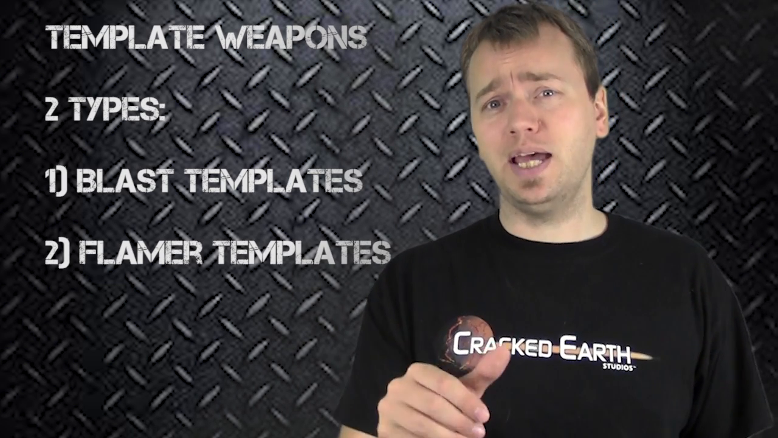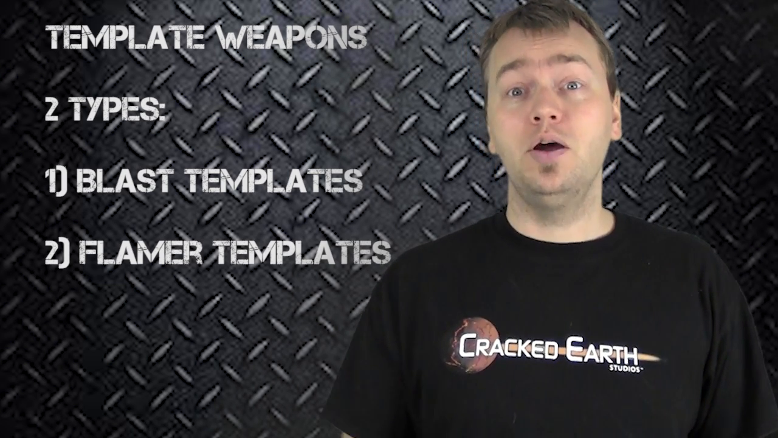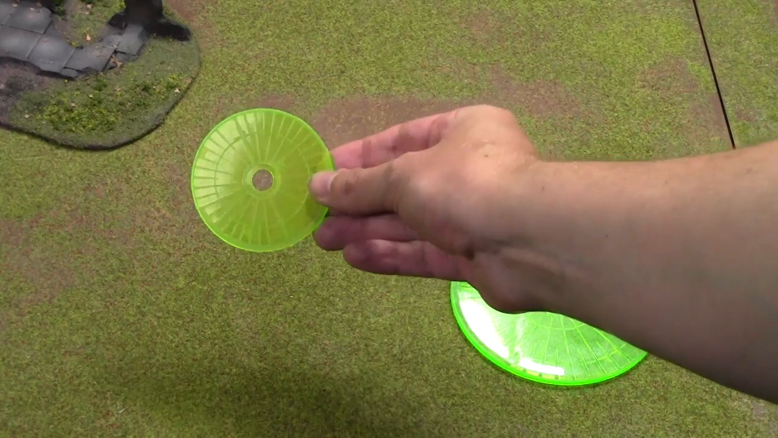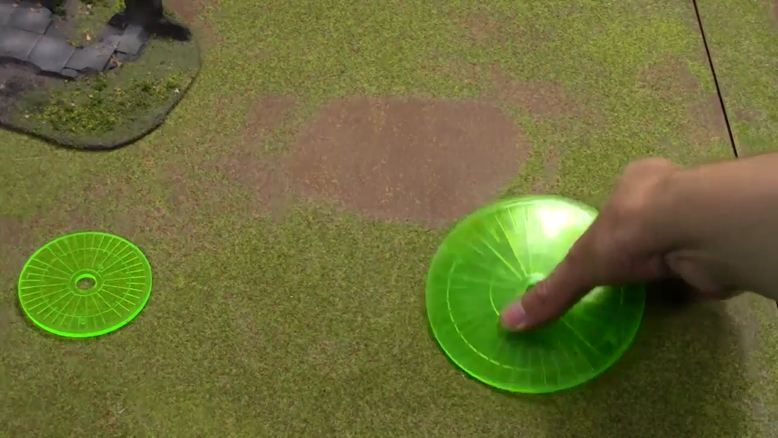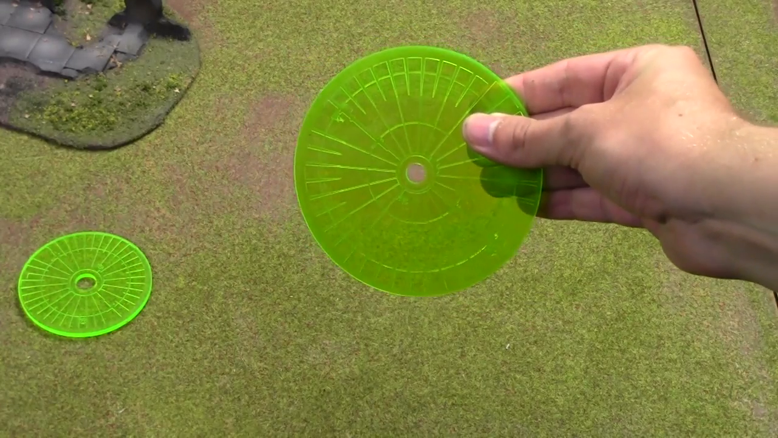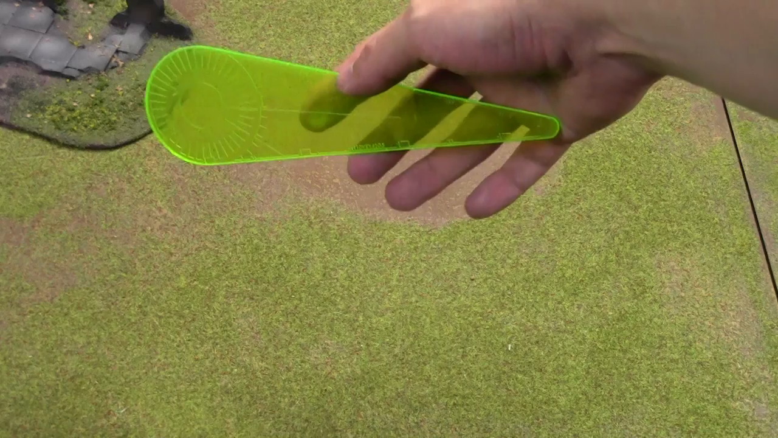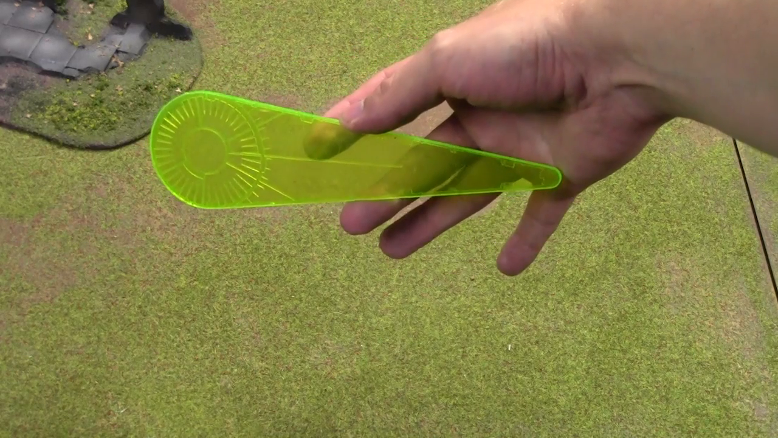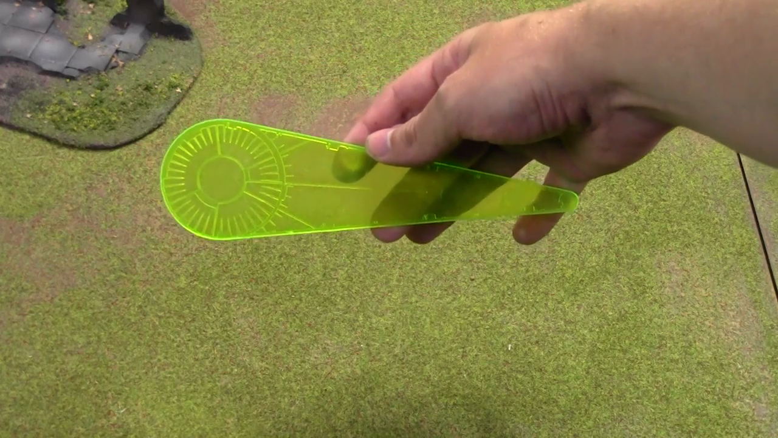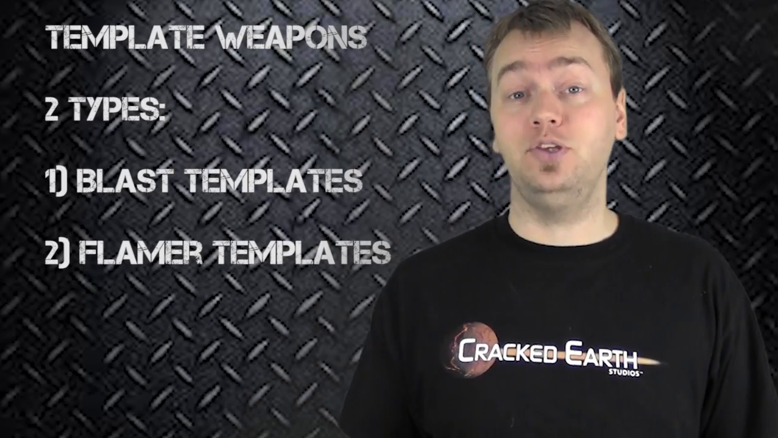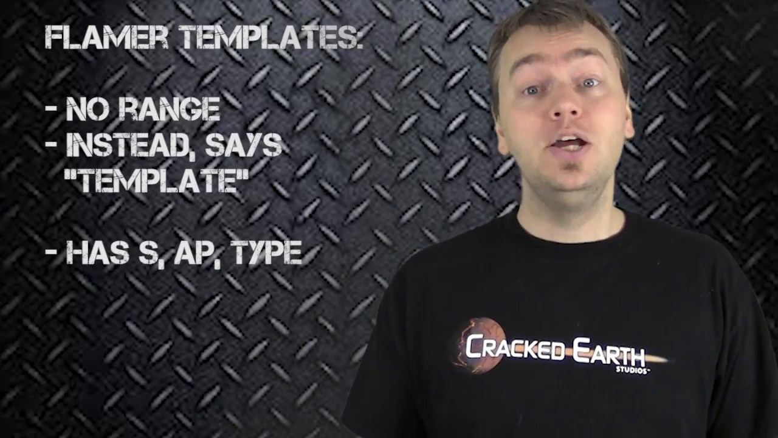And there's basically 2 types of template weapons. There are blast template weapons, represented here by this small blast template and a large blast template. And then there are Flamer templates, represented by this Flamer template, which is approximately 8 inches long and teardrop shaped. Today I'll be discussing how to use Flamer templates. In next week's episode, I will be talking about how to use blast template weapons. So let's get started on Flamer templates.